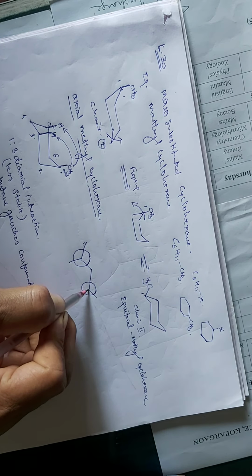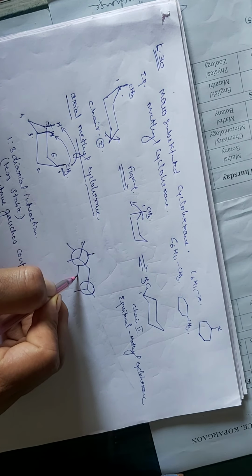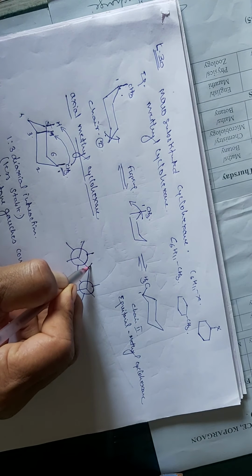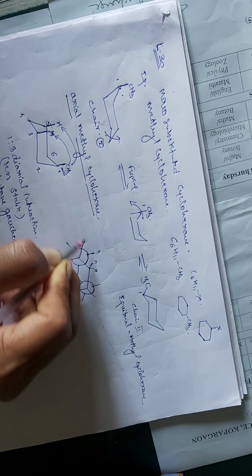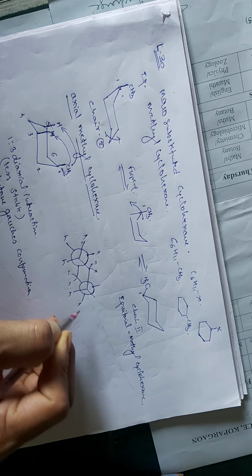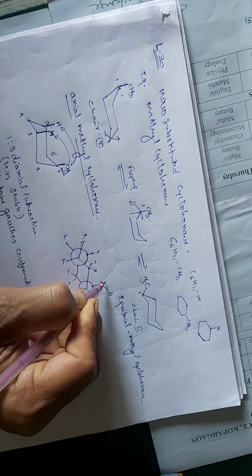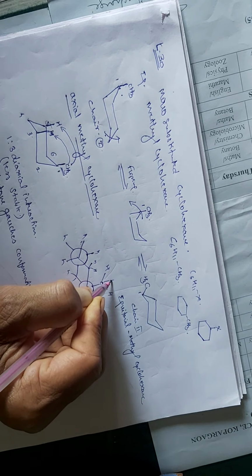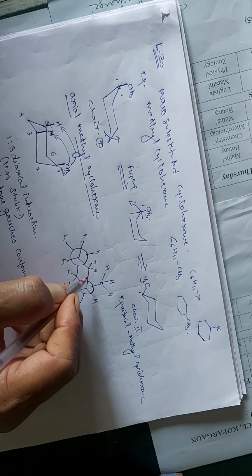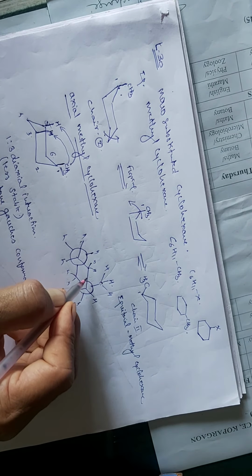So here we are just drawing the situation which we are going to get. And so these two hydrogen atoms, hydrogen, hydrogen, hydrogen, and at this position there is a presence of a methyl group. And so these methyl groups interact with each other and create the butane gauche conformation.